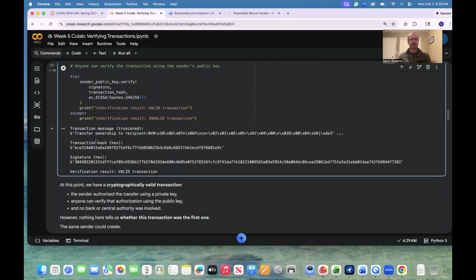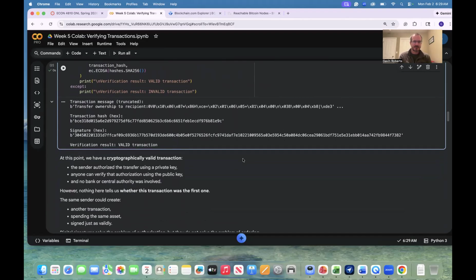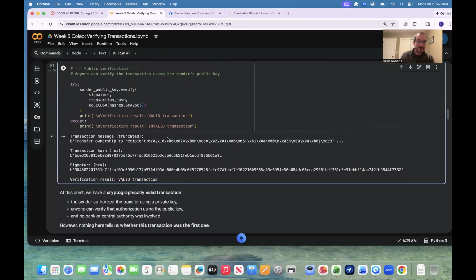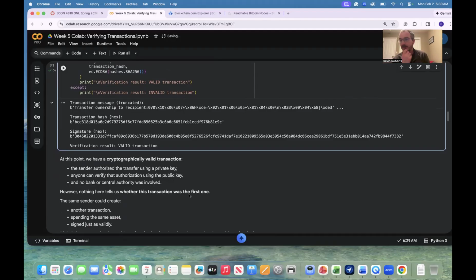So transaction message, transfer ownership to recipient. There's an address. Transaction hash is here. Signature is there. And then verification, of course, we can verify it just like last time. Sender public key, use the verify function. Signature and transaction hash are the inputs to that function. And then, yep, it is verified because it was signed by the correct private owner of the public key.